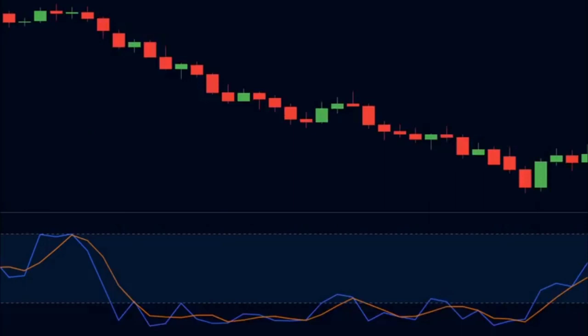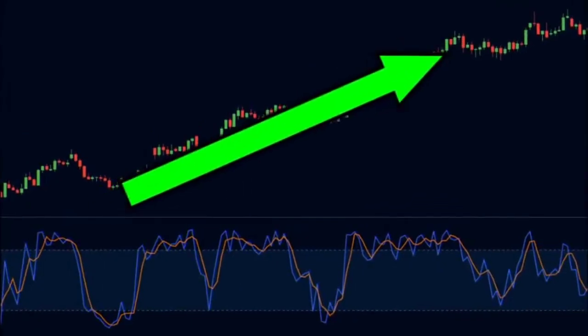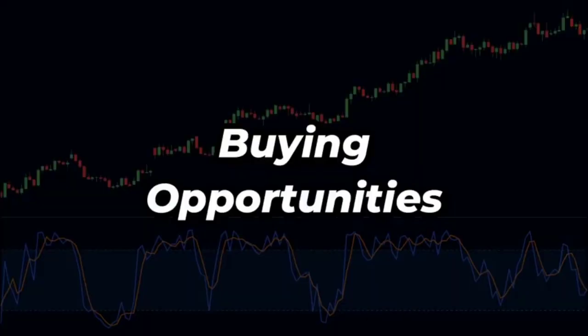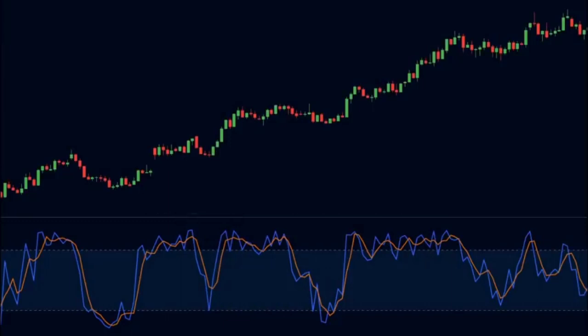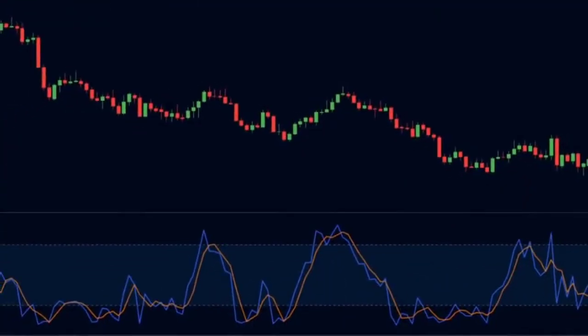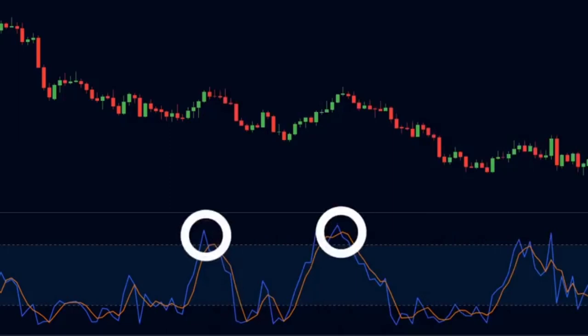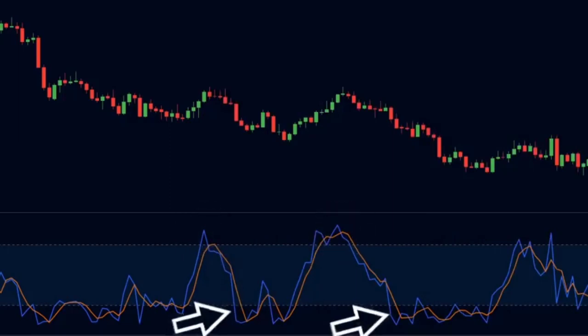The main problem here is, how do we avoid false signals? The answer is pretty simple. Trade in the direction of the main trend. So if the price is in an uptrend, we will only be looking for buying opportunities. And these buying opportunities will occur when the stochastic goes below 20. In an uptrend, we will avoid the overbought signals at all times. Similarly, in a downtrend, we will look for selling opportunities when the stochastic goes overbought above 80. We will ignore oversold signals at all times in a downtrend.